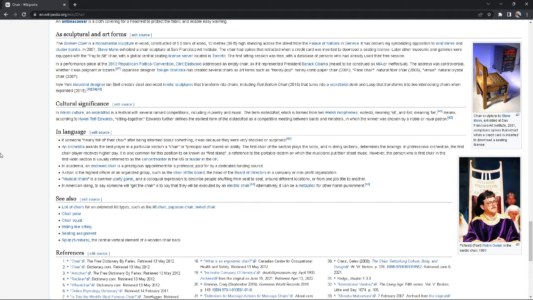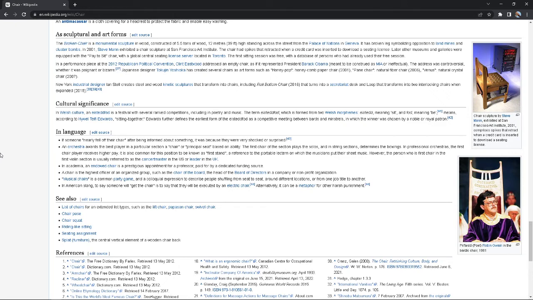Cultural significance. In Welsh culture, an Eisteddfod is a festival with several ranked competitions, including in poetry and music. The term Eisteddfod, which is formed from two Welsh morphemes, eistedd, meaning sit, and bod, meaning be, means, according to Hywel Teifi Edwards, sitting together. Edwards further defines the earliest form of the Eisteddfod as a competitive meeting between bards and minstrels, in which the winner was chosen by a noble or royal patron.